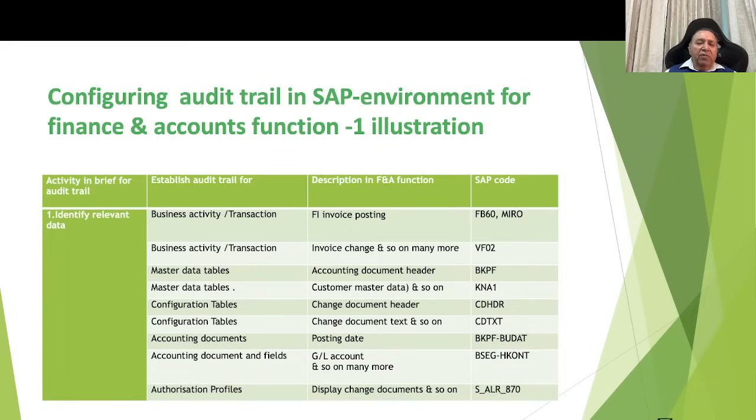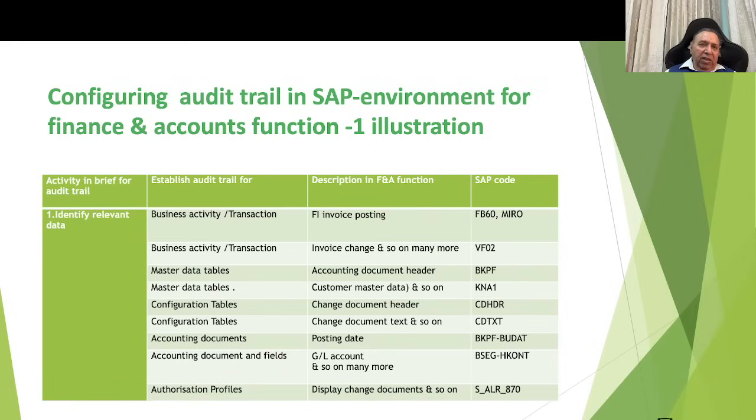Now, one illustration which I am going to share on the audit trail in the SAP environment is given below. In the first column is the activity in brief. Number two is what the audit trail is being established for. Number three is the description in the context of the F&A function, and number four is the SAP code, just as an example.